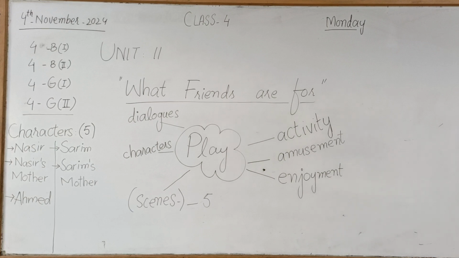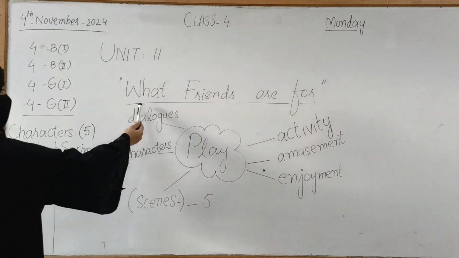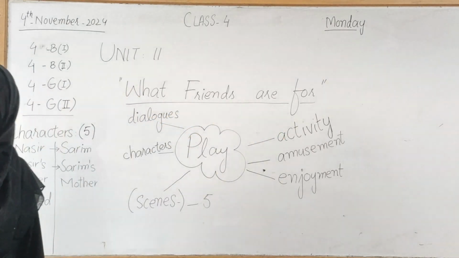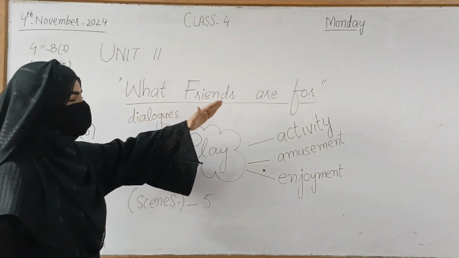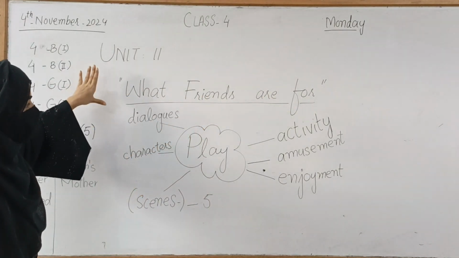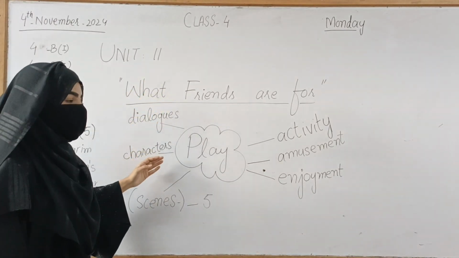So, class 4, this is your English lesson and you can see that is written on the board that we are about to read unit number 11 of your language tree, which is named What Friends Are For. Repeat after me. What friends are for. So this unit number 11 is basically a play.